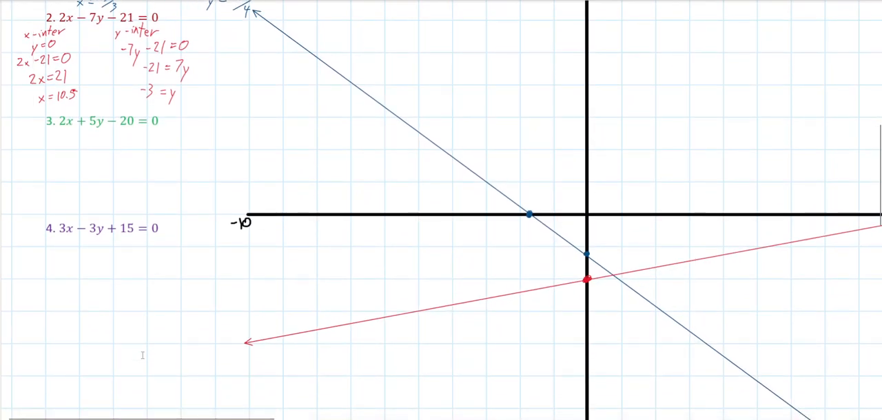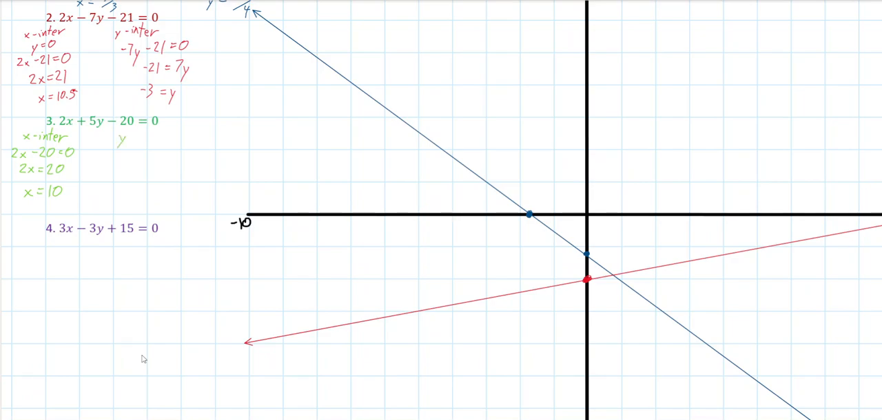Alrighty. Okay, let's keep going and try the next one. The next one I think is going to be a little bit prettier numbers. So instead of having a 0.5, I think it's going to be whole numbers here. So 2x, and then the middle term disappears because the y is 0. So minus 20 equals 0. Then we can move the 20 over, so 2x equals positive 20. Then we can solve it for 10.